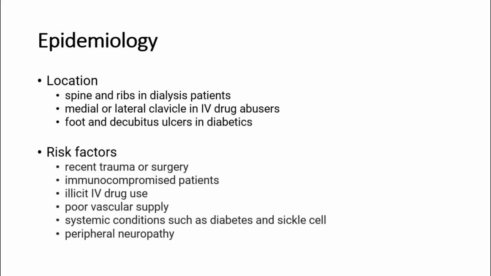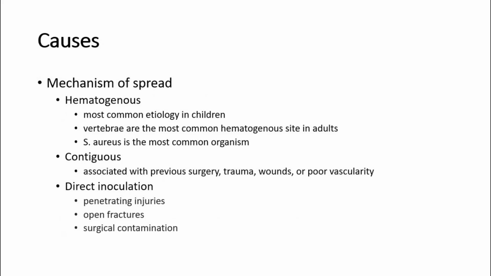Its common locations are at the spine and ribs in dialysis patients, medial or lateral clavicle in IV drug abusers, and foot and decubitus ulcers in diabetics. Risk factors include recent trauma or surgery, immunocompromised patients, illicit IV drug use, poor vascular supply, systemic conditions such as diabetes and sickle cell, and peripheral neuropathy.